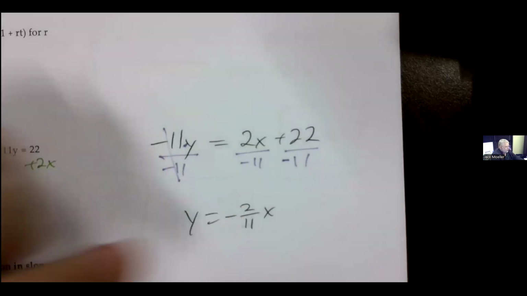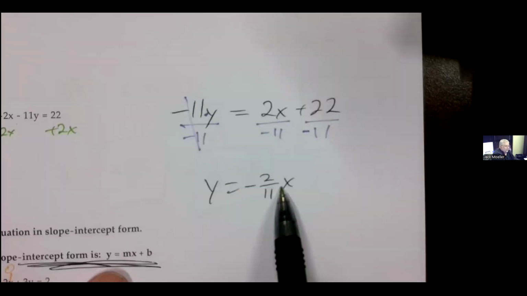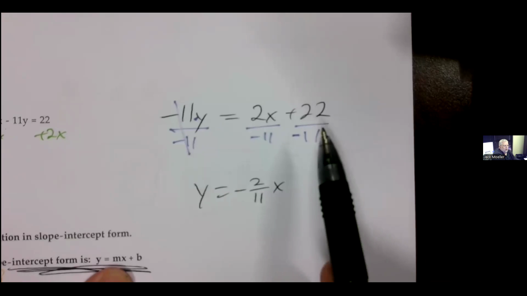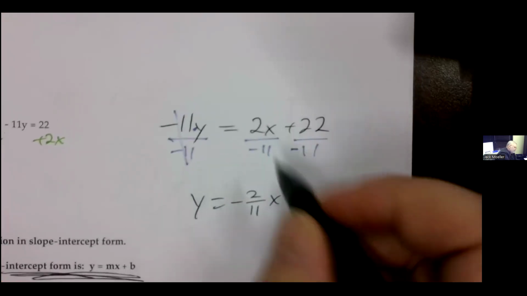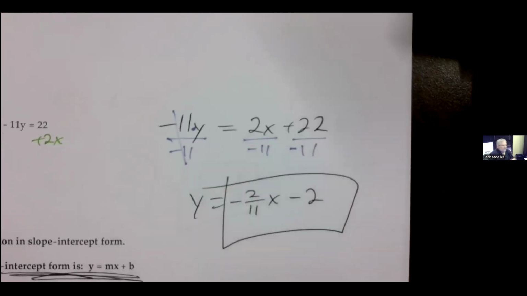If you leave the x on top, MyMathLab should accept it, but get in the habit of putting the x up front because for the slope, we always want that number times x. And then we got plus 22 divided by negative 11, that's minus 2, the fraction.